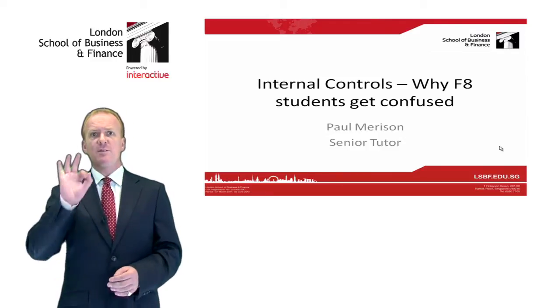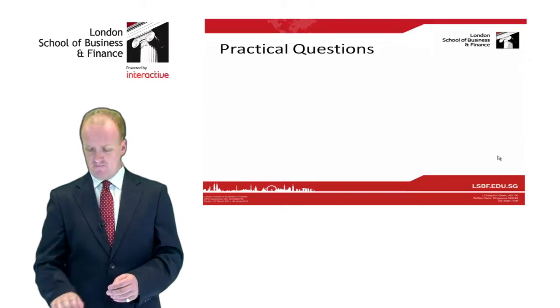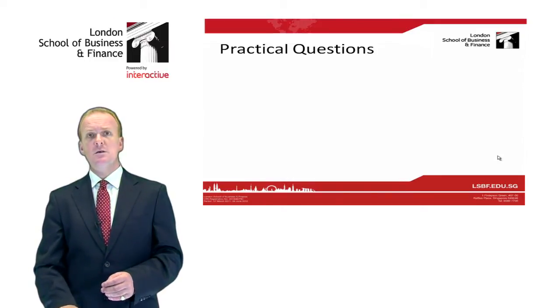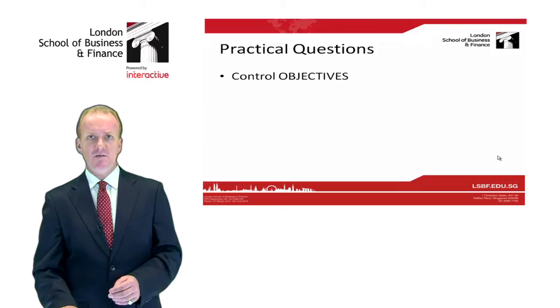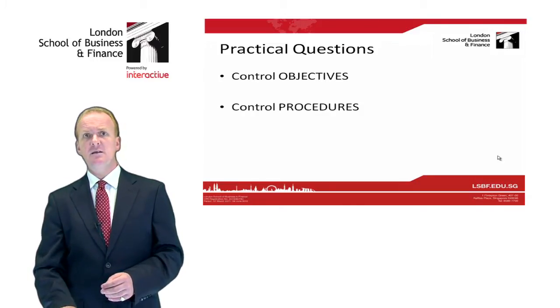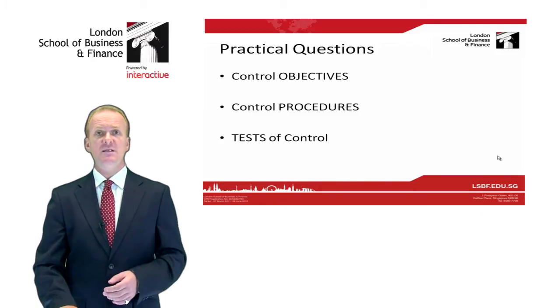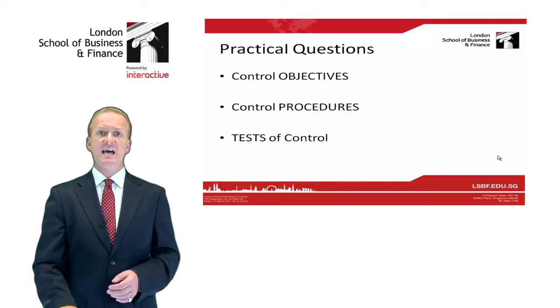On the exam there are three basic types of practical question you might be asked. The first of those, control objectives. Secondly, control procedures. And thirdly, tests of control. So let's take a look at those three things in order, just to make sure we understand the difference.